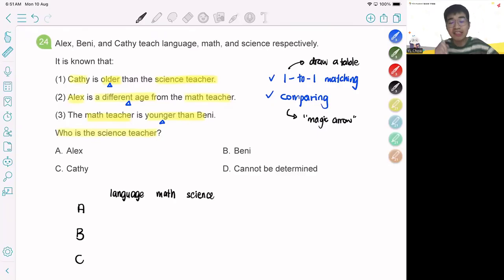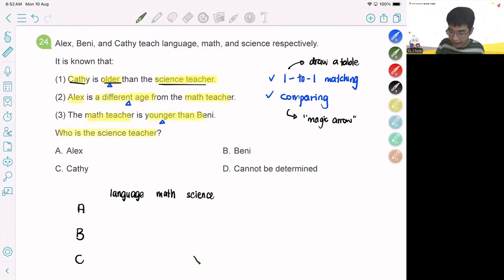Okay, and now let's try to eliminate some possible pairings or some possible matchings. Look at statement one. Kathy is older than the science teacher. What does this statement imply? Now, can I say teacher Yonglam is older than myself or taller than myself? No, right? I cannot have a different age with myself. That means Kathy and the science teacher are different people. Kathy is not the science teacher.